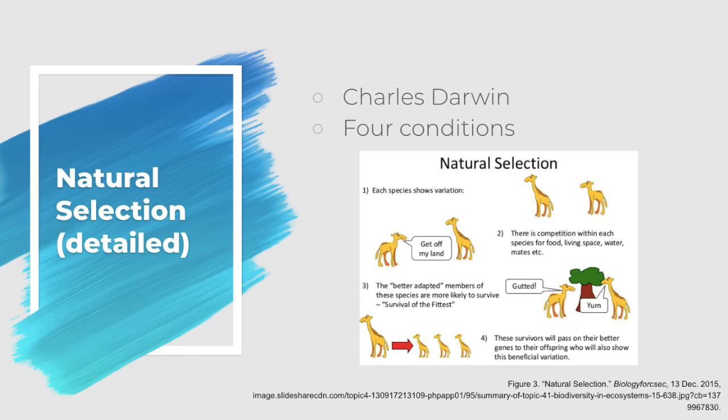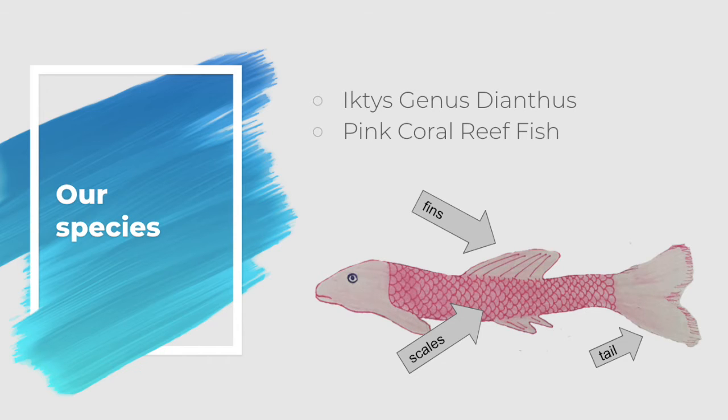On the image, you can see how natural selection occurs. In this example, you have a giraffe with a long neck and one with a shorter neck. It shows how, first of all, there's competition, and eventually the one that is able to survive better reproduces more and becomes the fittest.